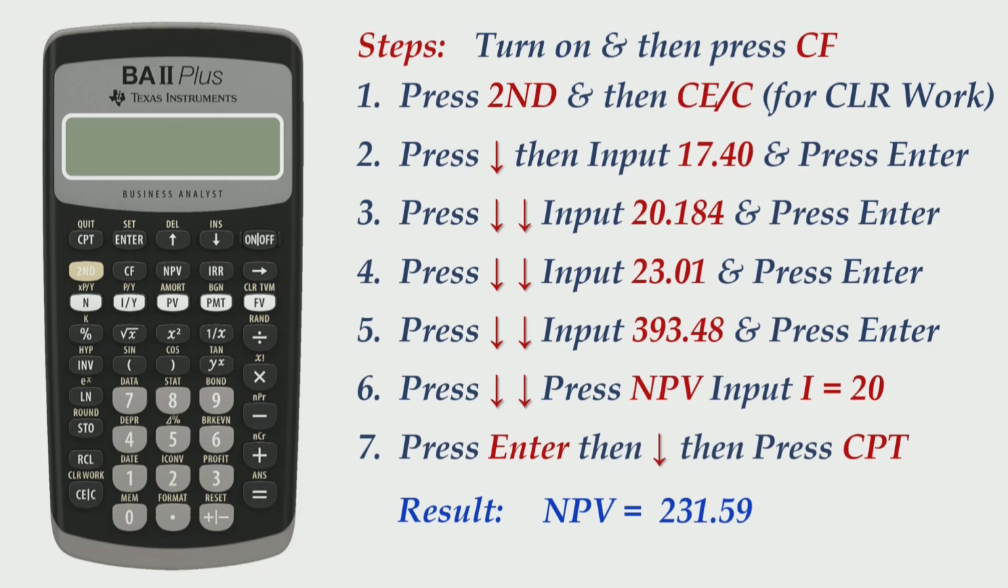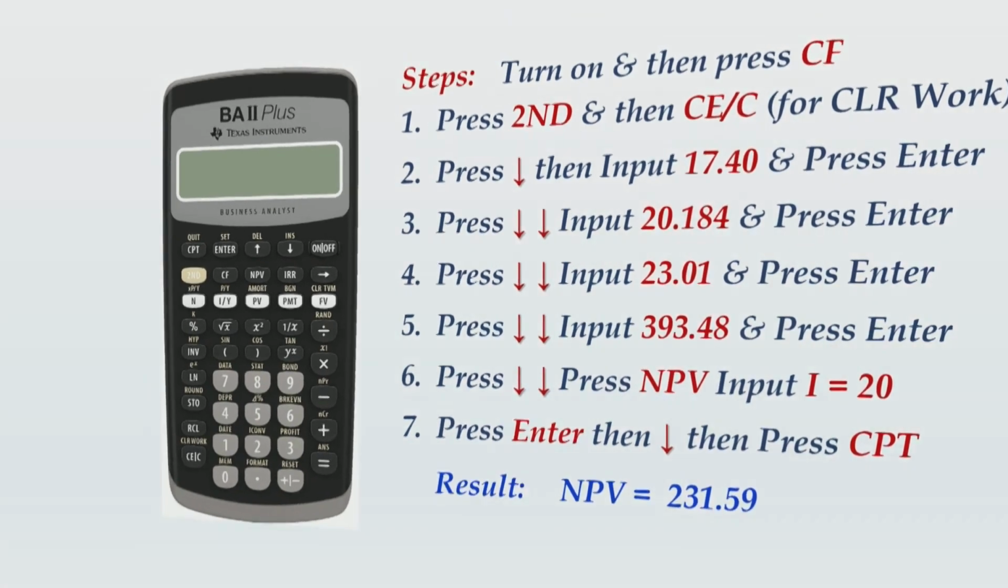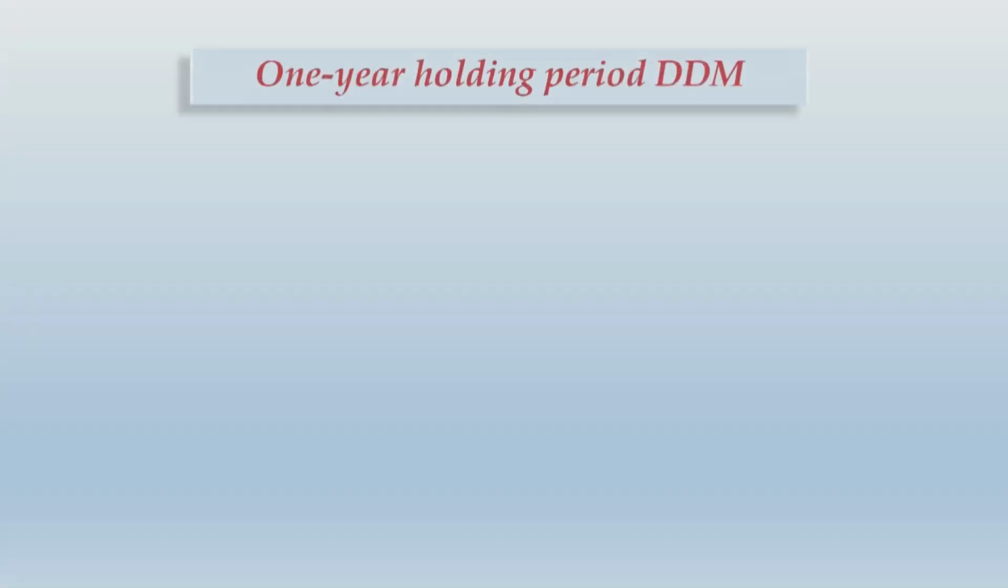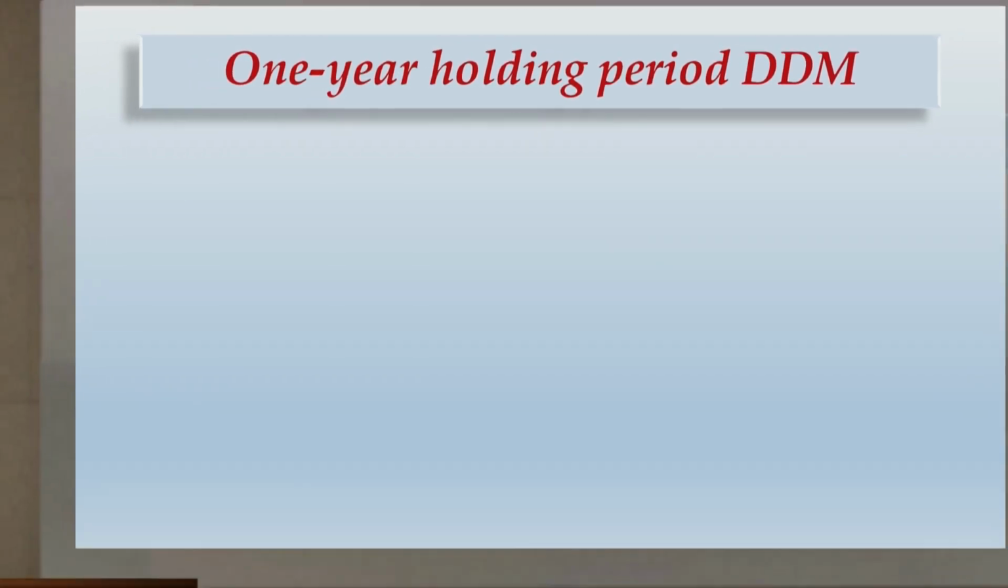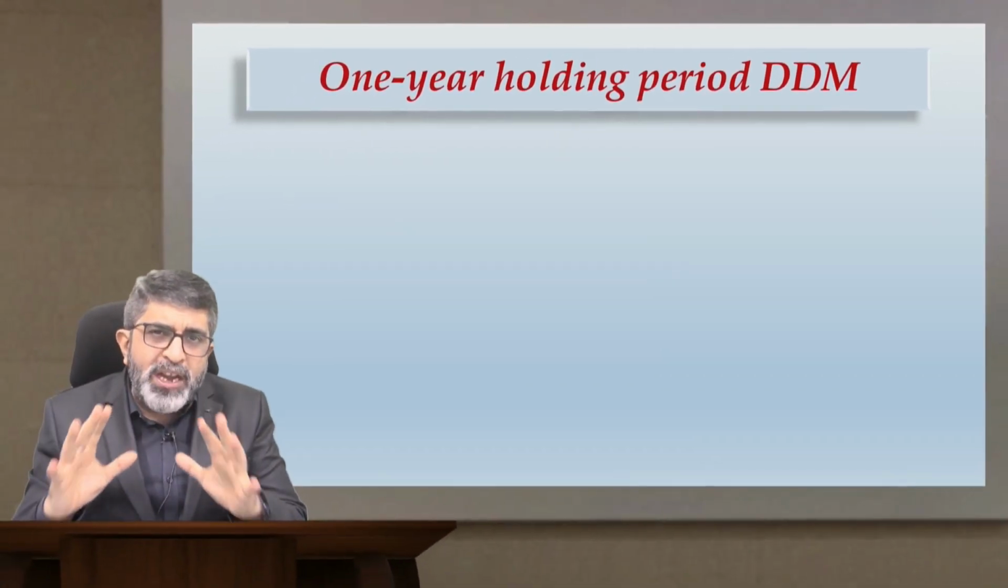So please write up all these steps and then I take you ahead. Alright friends, once you have completed writing this whole thing, now let me just remind you what we have learned earlier. It was the 1 year holding period DDM, that is the dividend discount model to be applied when it is a holding period of 1 year.